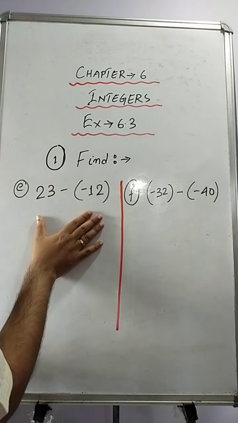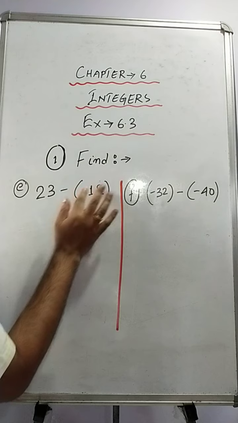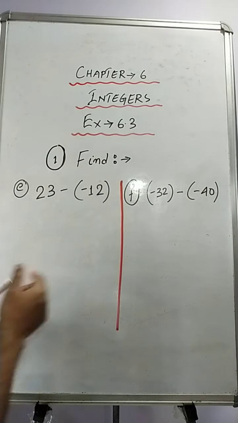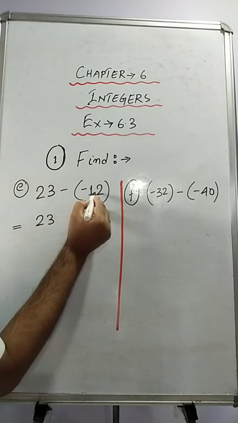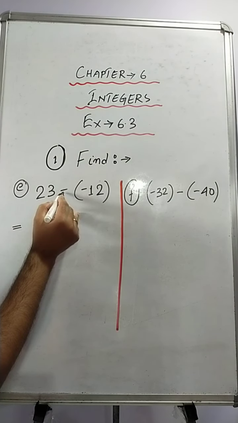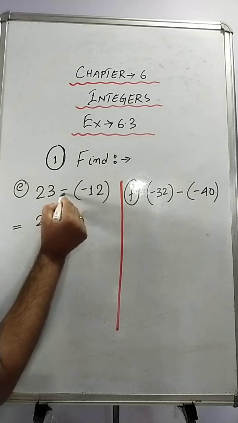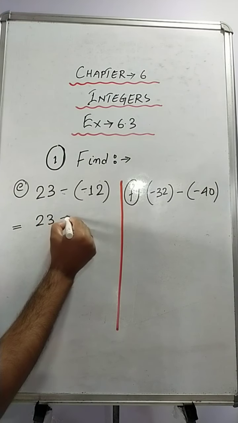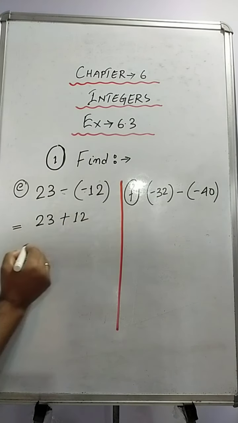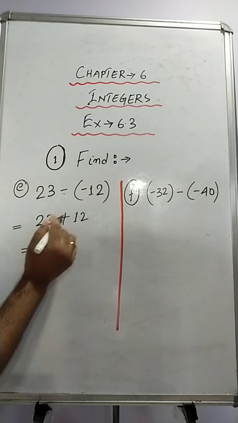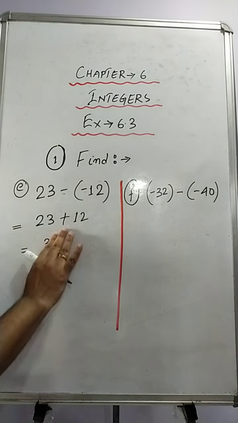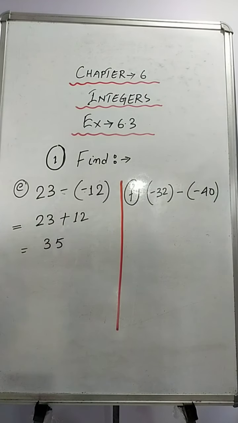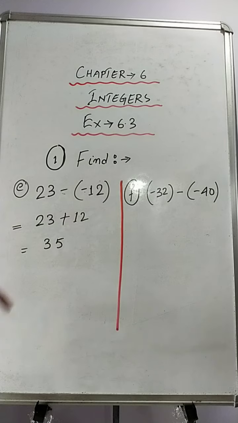Number E, we have 23 minus, inside the bracket, plus 12. First of all we have to open the bracket. So we'll write 23. Now 12 is carrying a minus sign, and here also we have another minus sign. So we have to multiply these two signs. Minus minus is plus 12. Now 23 plus 12 is what? 33, isn't it? Oh sorry, 35. It would be 35. So the answer is positive 35.